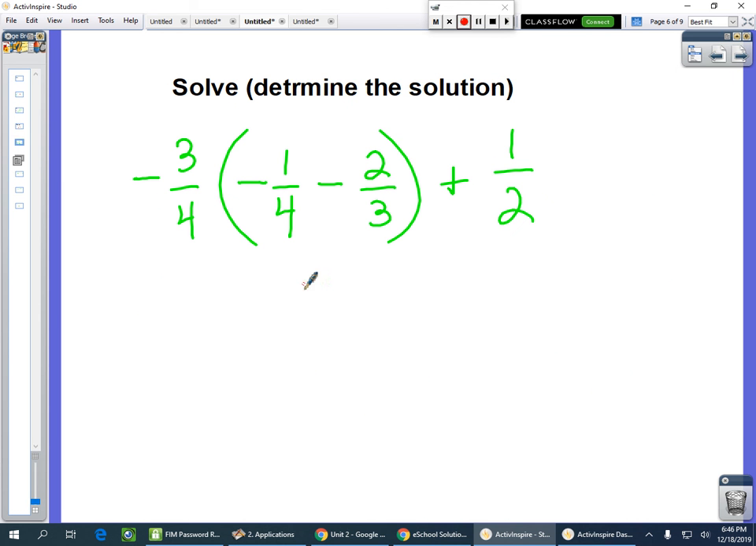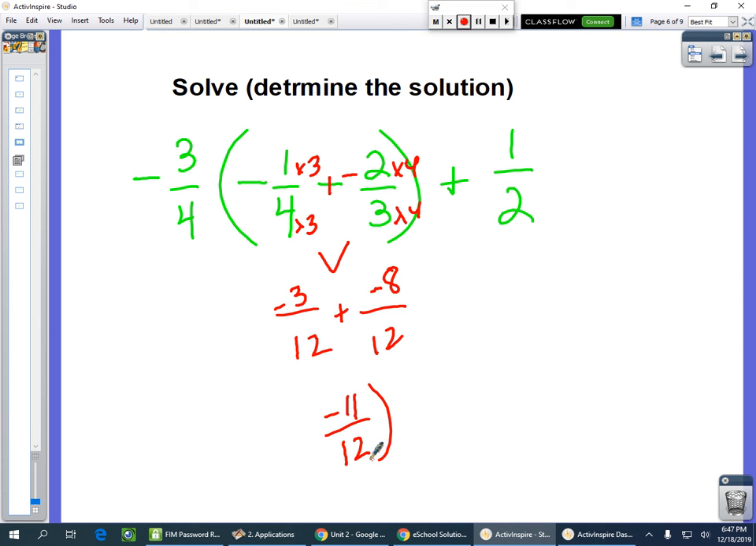Here I'm going to do this problem for you. So first of all, I'm going to change it to plus a negative. I'm going to do the fractions first. Common denominator is 12. You get times 3 times 3, -3 plus times 4 times 4, -8, which gets you a -11/12. Next, we're going to have to bring down this to multiply because you got to multiply next.